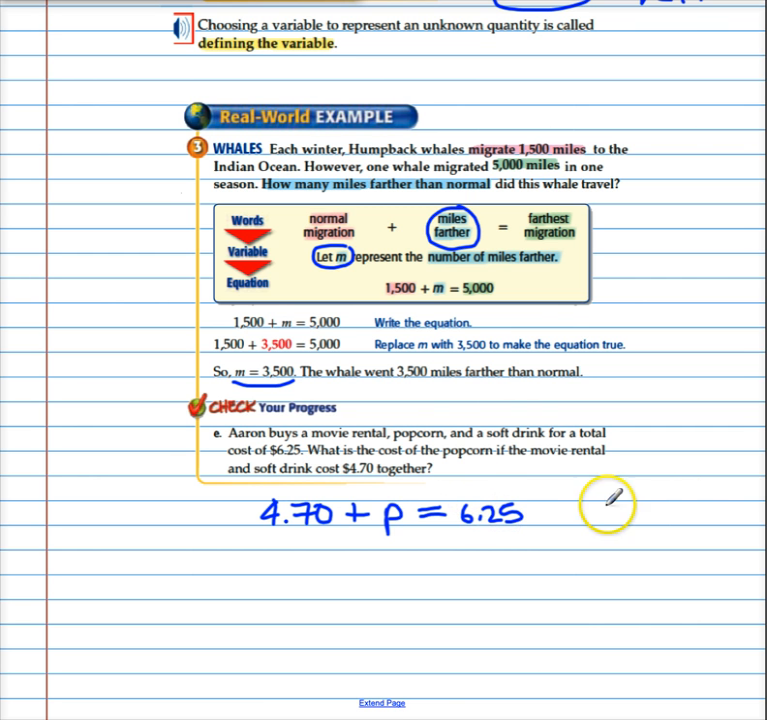What I know is that $6.25 minus $4.70 would give me the value for my variable that would make this equation true. What I'm doing here is subtracting $4.70 from both sides of the equation so I can get P all by itself. $6.25 minus $4.70 is $1.55. Therefore, the popcorn cost $1.55.